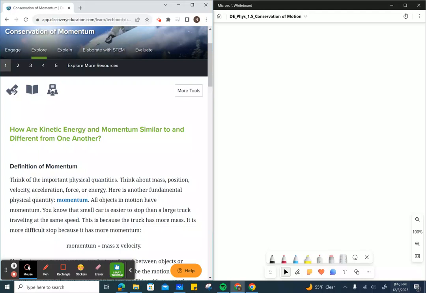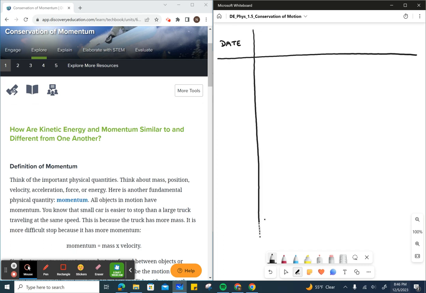Okay, we're on the last chapter of Unit 1 in your physics book, Conservation of Momentum. So let's get going here. We'll start by drawing our template for your Cornell notes.